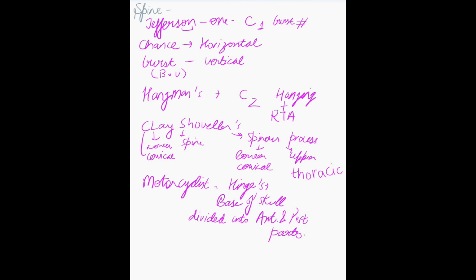Then next we have the spine. The spine fractures. So first is Jefferson's fracture. Sun is coming, so sun, one. It is rhyming. So one. C1 vertebra burst fracture is Jefferson's fracture. Chance fracture is horizontal. Burst fracture is vertical. So chance fracture horizontal. Burst, B for burst and V for vertical.